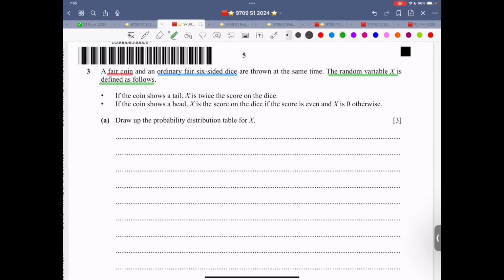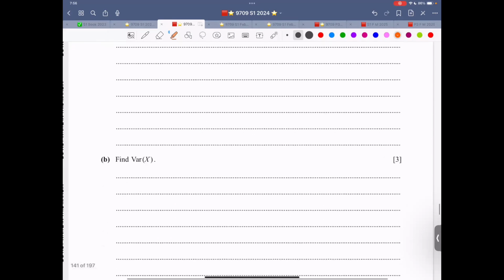So there are two options. The first option is this. If the coin shows a tail, x is twice the score on the dice. And if I focus on the orange one, if the coin shows a head, x is the score on the dice if the score is even, and x is 0 otherwise. Draw up the probability distribution table for x.